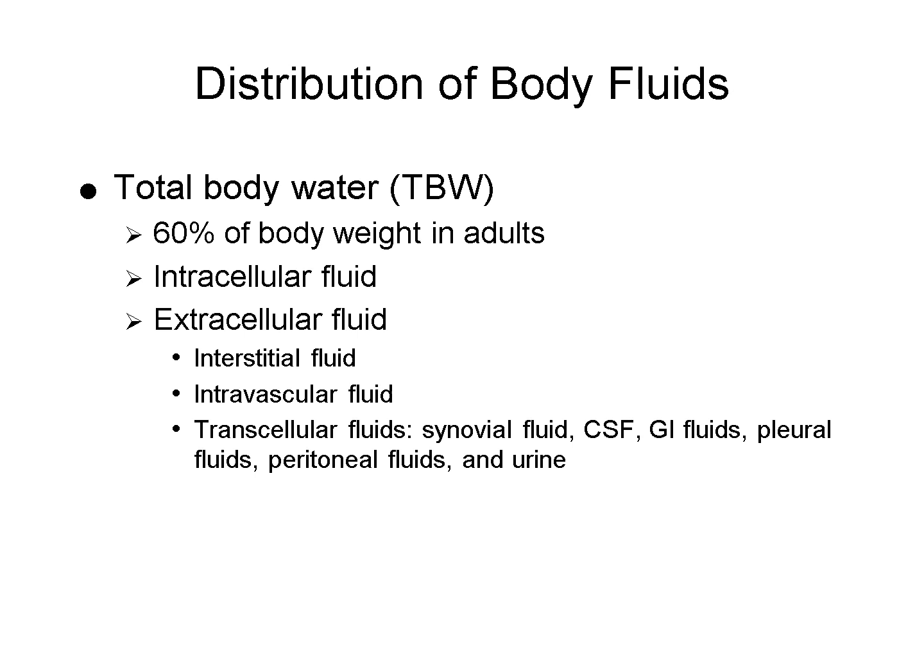Extracellular fluid can be further categorized into interstitial fluid, which is found between the cells, intravascular fluid, which is the fluid within blood vessels, and transcellular fluids, such as synovial fluid in joints, cerebrospinal fluid surrounding the brain and spinal cord, gastrointestinal fluids, pleural fluids around the lungs, peritoneal fluids in the abdominal cavity, and urine.